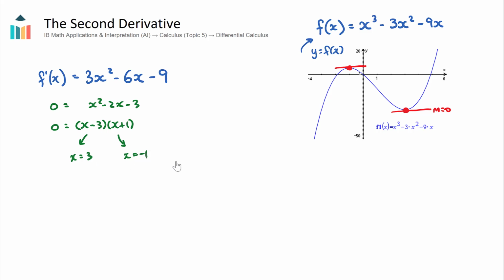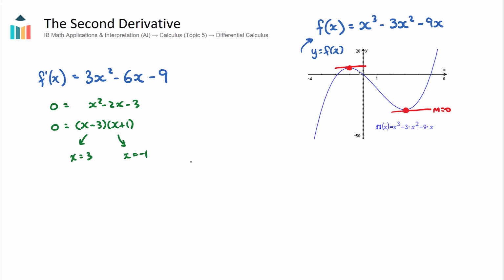Now, with the second derivative, we can prove that this here is in fact the x-coordinate of our local maximum, and this here is the x-coordinate of our local minimum. Because we know the second derivative helps us understand the curvature of the original function. Let's find the second derivative here.